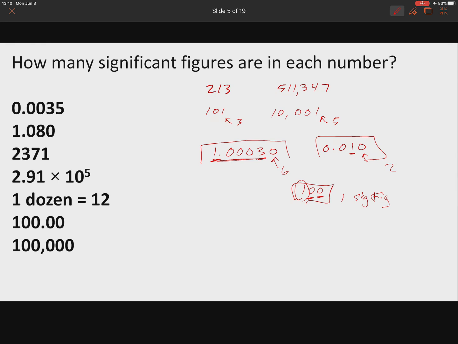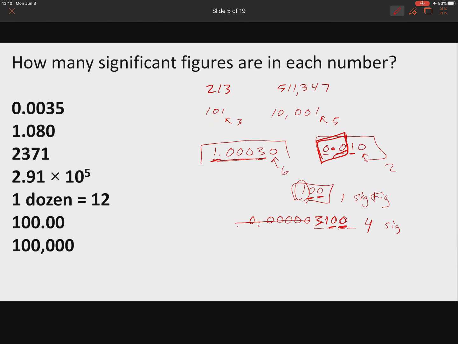Leading zeros, that's the last rule. Leading zeros are not significant. They only serve to locate the decimal point. So that's the whole point of these 2 zeros right here, is that they just help us know where the decimal point is. They are non-significant. So 0.000003100 would have 4 sig figs. None of these count. And then the 3100, these are trailing zeros after a decimal point, so they count.